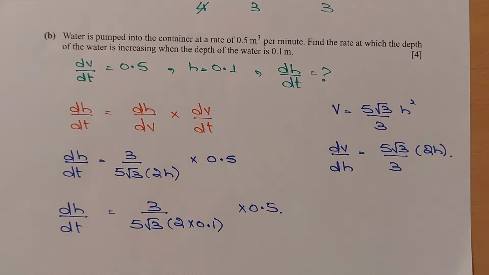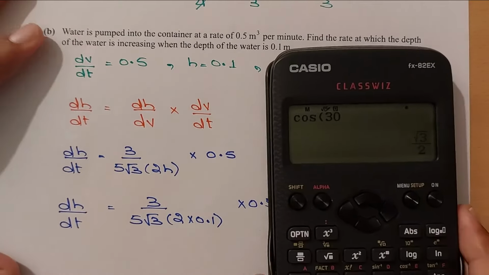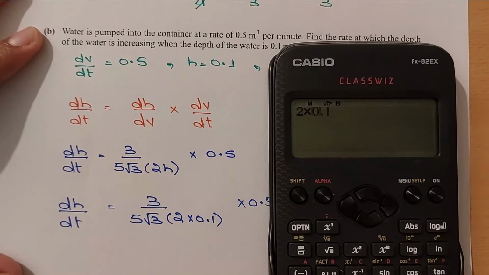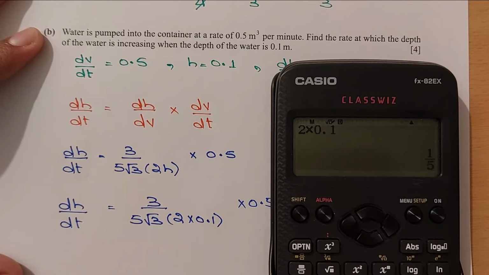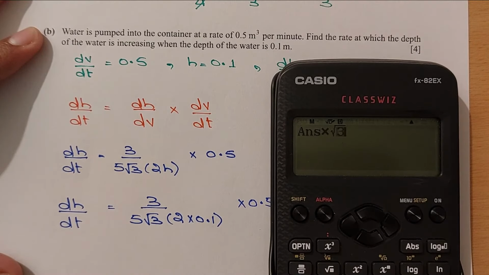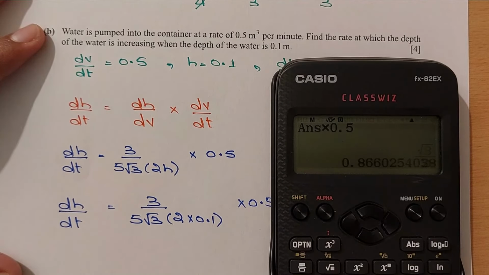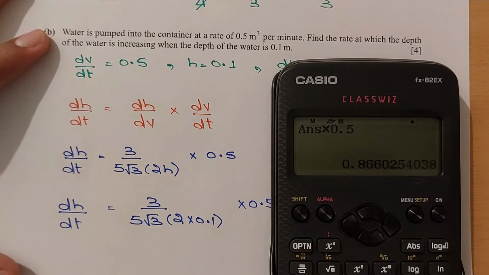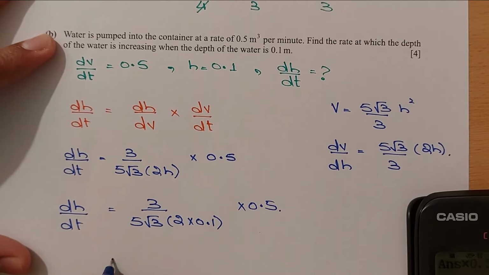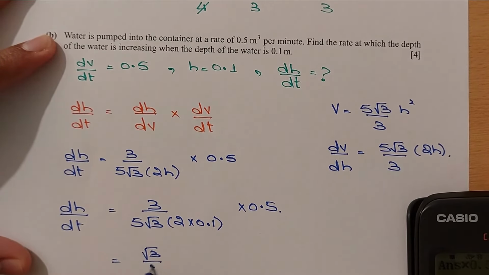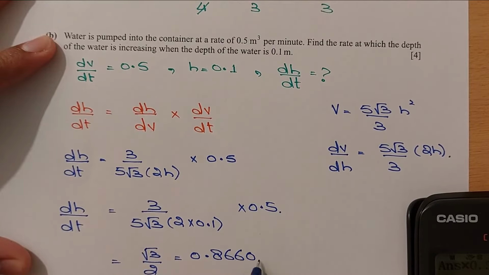Right, let me simplify with the calculator. So 2 times 0.1 times square root of 3 times 5, 3 divided by the answer, and multiply with 0.5, that is square root of 3 by 2, or 0.8660. So square root of 3 divided by 2, or 0.8660.